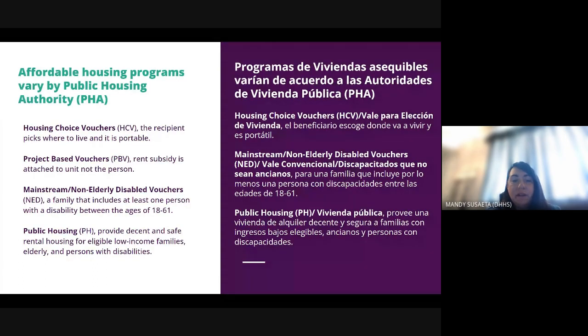And then there's mainstream non-elderly disabled vouchers, for a family that includes at least one person with a disability between the ages of 18 and 61. These vouchers operate the same as a housing choice voucher, so they are portable. And then there's public housing. They provide decent and safe rental housing for eligible low-income families, elderly, and persons with disabilities. So public housing usually is managed by the housing authority, and it does not operate as a voucher. So it is an apartment complex or a unit that has a subsidy attached to it. Next slide, please.